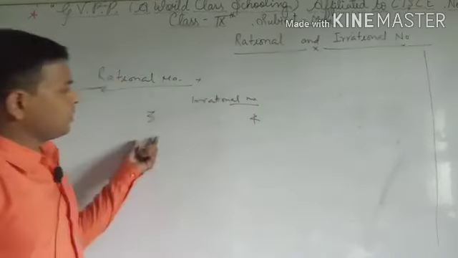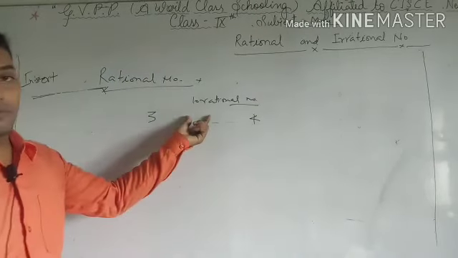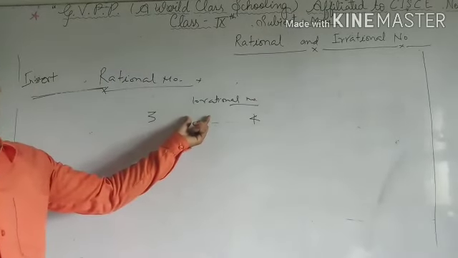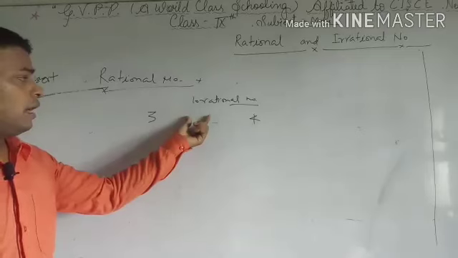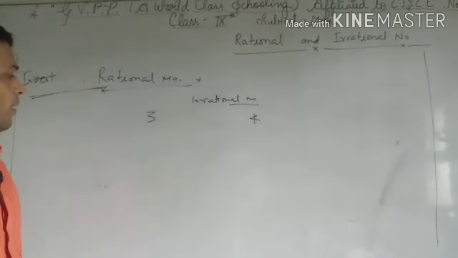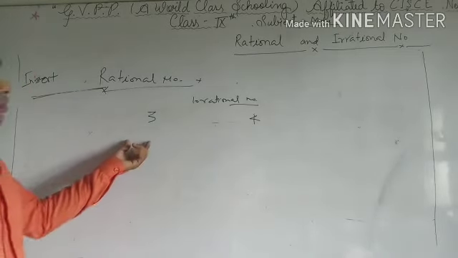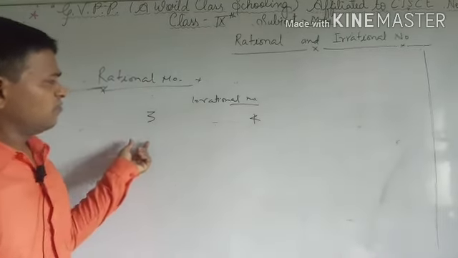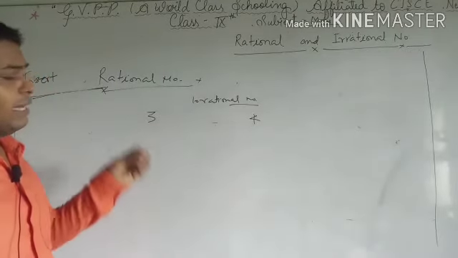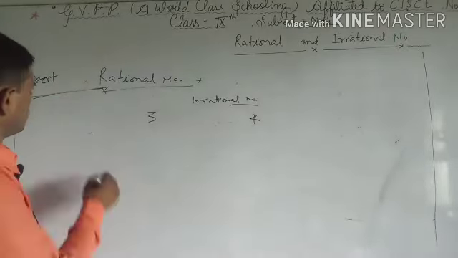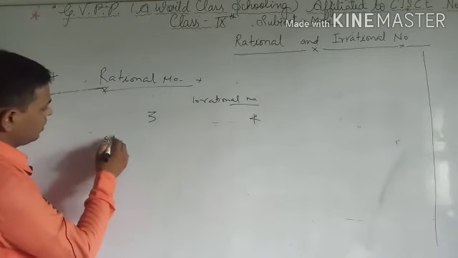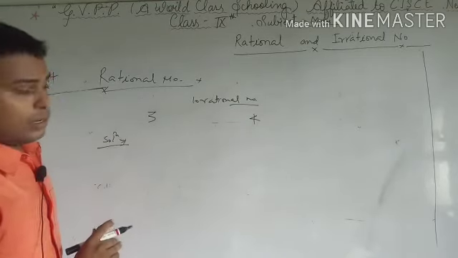That is, between 3 and 4 you have to find 10 rational numbers. So how will you find them? Students, I am going to tell you a very simple formula. By using this, you can find more than 3, 4, 5, that means any number of rational numbers. Okay. So you have to just see here.